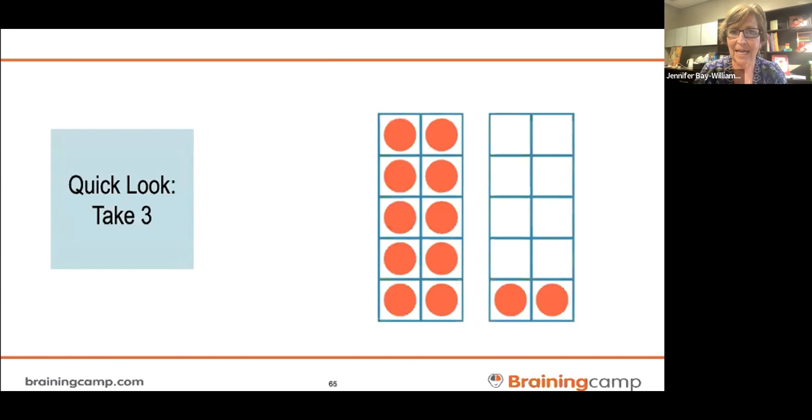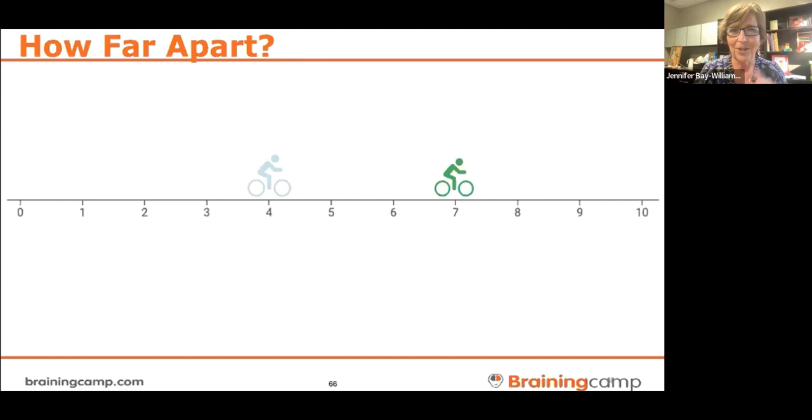It was my warm up. It took about 5 minutes. And then we did this activity. I used the number line from Brainingcamp and just pulled some icons off of Word. And I cut them out. So they're underneath a document camera. And I'm moving them along this thing I printed out from Brainingcamp. How far apart? How far apart?